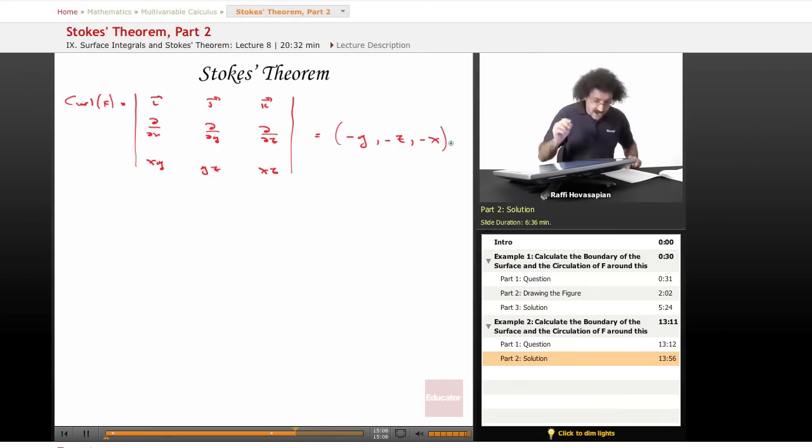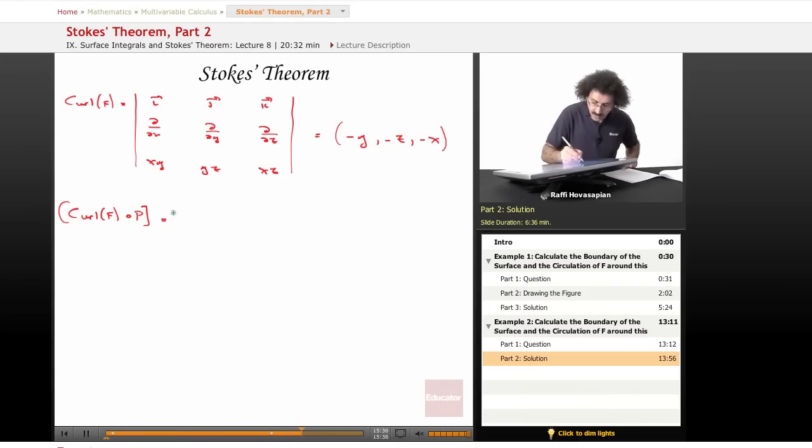Now we're going to form the curl of F of p, the composite function. This is the curl of F, and we're going to put the parameterization into that. Wherever I see y, I put the second coordinate function. Wherever I see z, I put the first coordinate function. Wherever I see x, I put the third coordinate function.